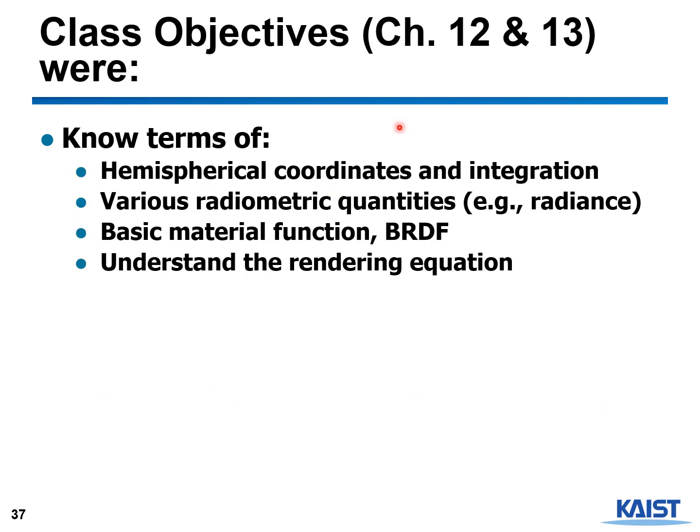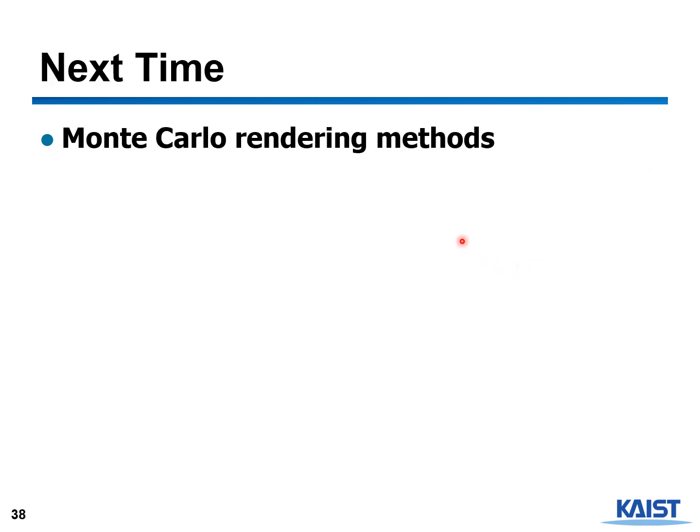Okay, so by now you can understand the main concept of the rendering equation. I talked about some of its components: the hemispherical coordinate integration, and some basic radiometric quantities like radiance and the BRDF. That's it. Next time I will talk about the Monte Carlo method to solve this rendering equation, which is one of the fundamental rendering techniques. That's it. Thank you. Bye.